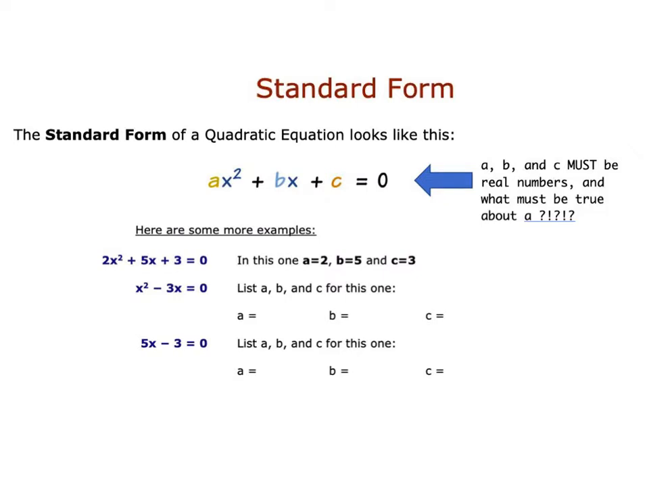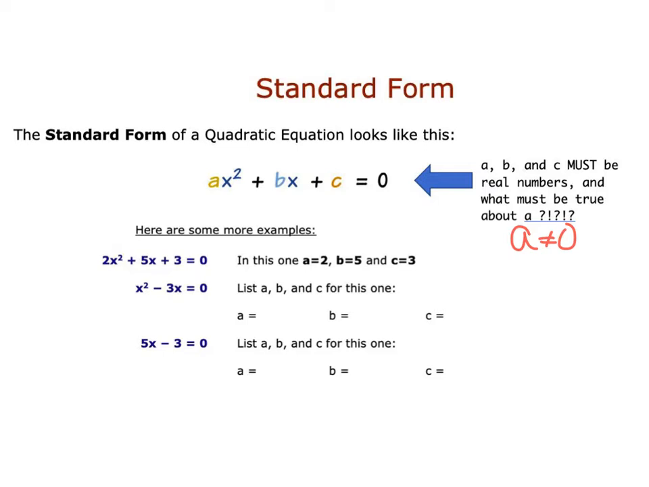So standard form of a quadratic looks like what you see on your screen here, where the variables are in order of decreasing degree. So x to the second, x to the first, and then x to the 0 or no x at all. A, B, and C must be real numbers, and what else about A has to be true? Well, A cannot be 0, because if A is equal to 0, then it's no longer quadratic.